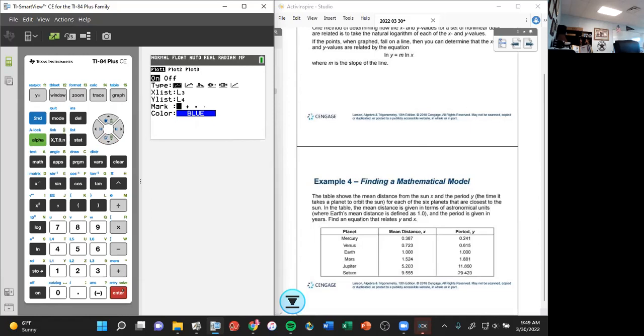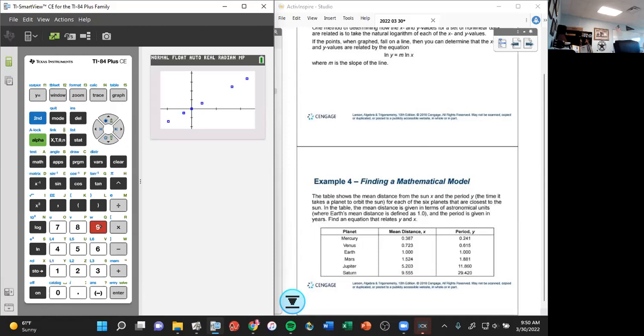How do I make sure to see all of my data on the screen at once? Zoom stat, which is number 9. How does that data look? Straight line. Okay. So what we're going to do now is we're going to come up with the equation of this line. Do you remember how to do that?